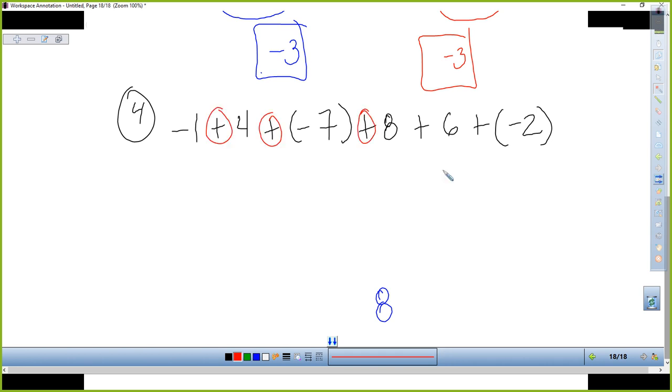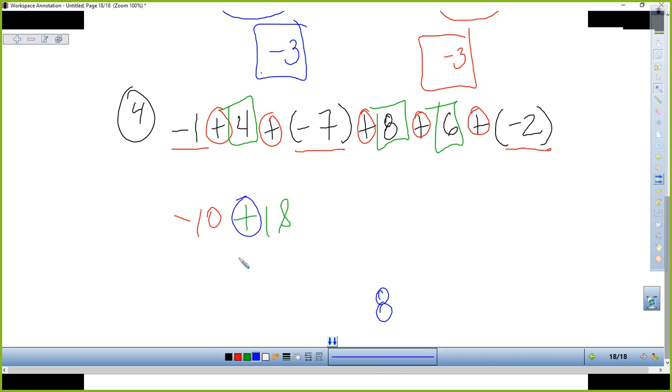I'm going to combine like terms. I'm going to start with the negatives. Negative 1, combine it with negative 7, that's negative 8. Combine it with negative 2, that's negative 10. Next, positives. 4 plus 8, that's 12, plus 6, that's 18. Is there addition in between? Yes. Opposite numbers? Yes. That means 10 of these cancel 10 of these, and we're left with 8 from the corner. Let's go, Mia. So we're good, yeah?